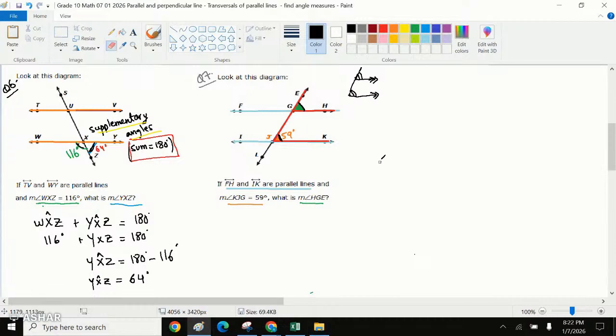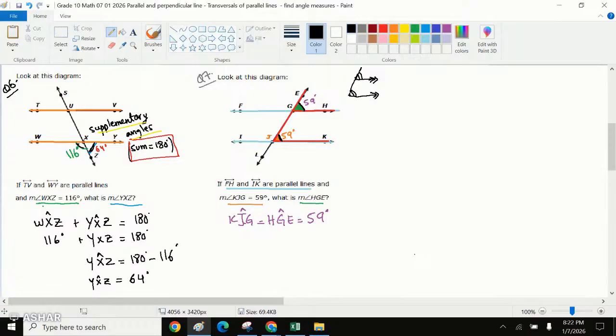And what are these angles known as? Can anyone help me out? We did a similar question previously. Then this would be 59 as well. So we can say KJG is equals to HGE. They both angles are equal. That means they are 59. Can anyone give me the reason for this?